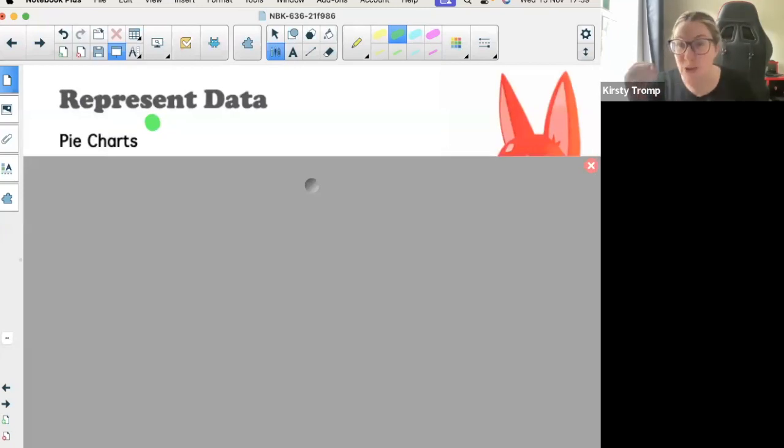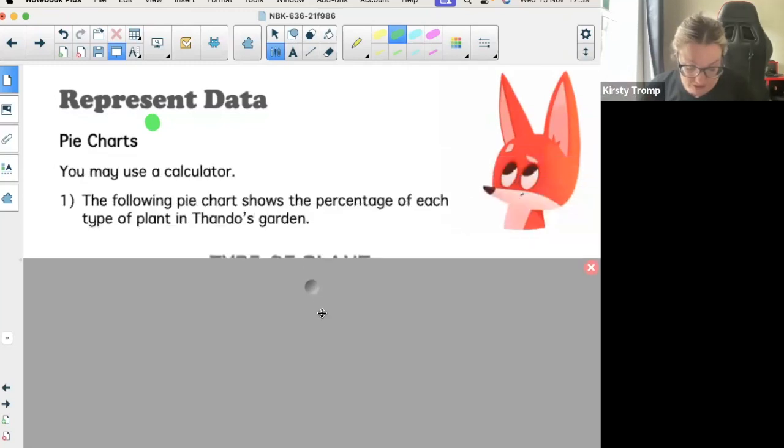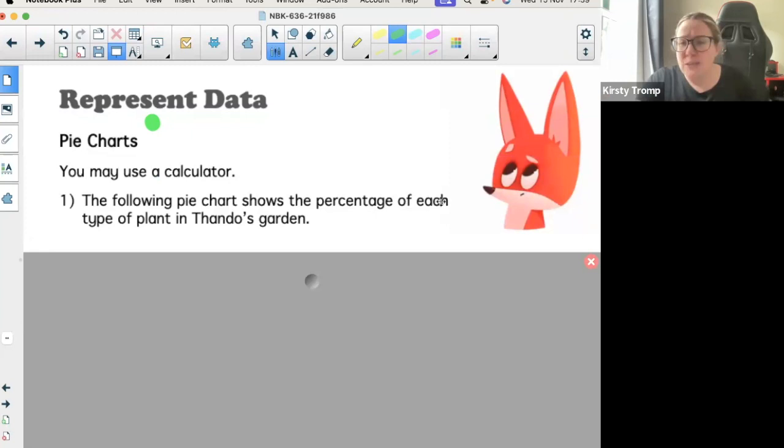Next thing we're going to look at is pie charts. We've looked at circles in the past. We've done a bit on circles before. Let's have a look at some pie charts now. You may use a calculator.